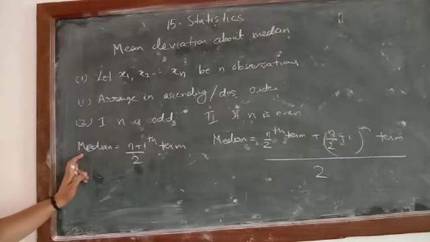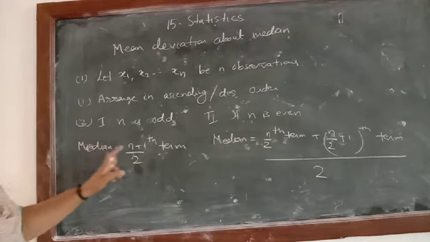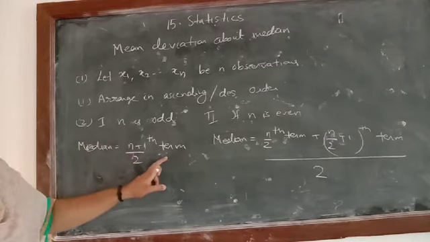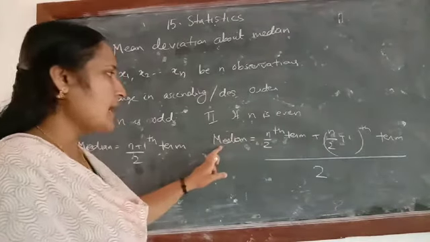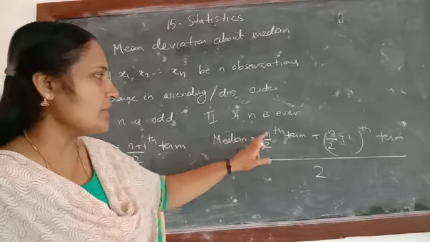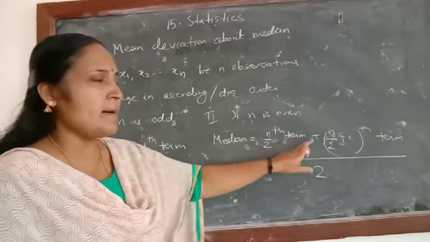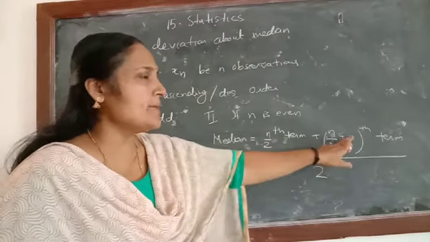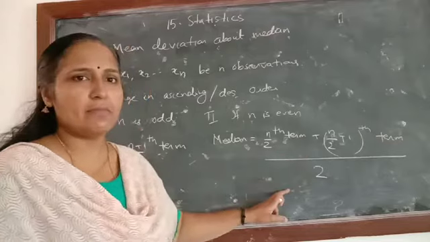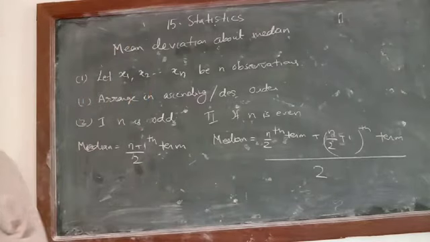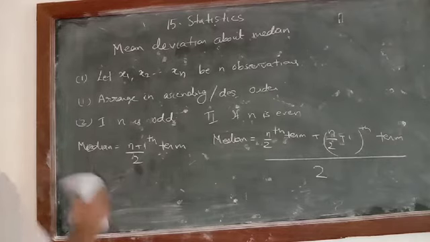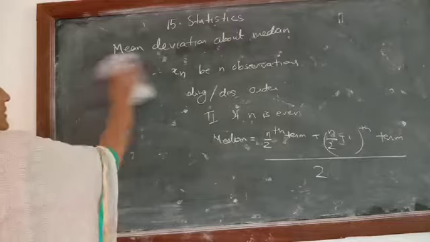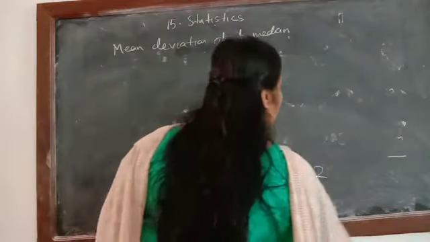So in the first case, when n is odd, median is equal to the (n plus 1) by 2th term. In the second case, if n is even, we calculate the median using the formula n by 2th term plus (n by 2 plus 1)th term, whole divided by 2. All of you please note down these formulas. Written? Okay.